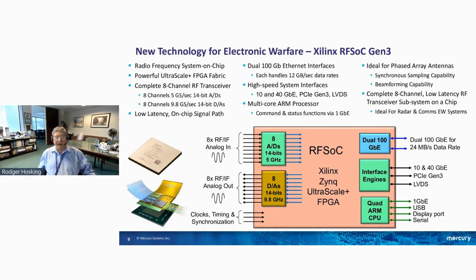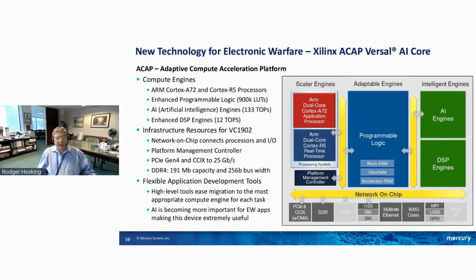And it's really ideally suited for phased array antennas because it has 8 channels of receive and transmit all built in as part of the chip itself. We're taking a look at another new device, the Xilinx ACAP Versal AI Core device.